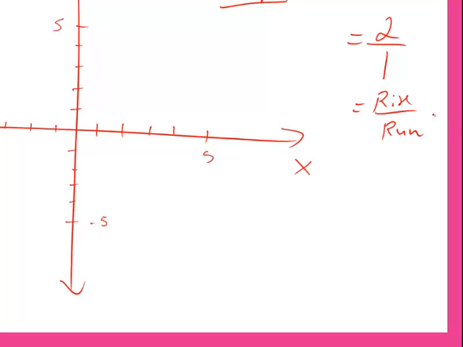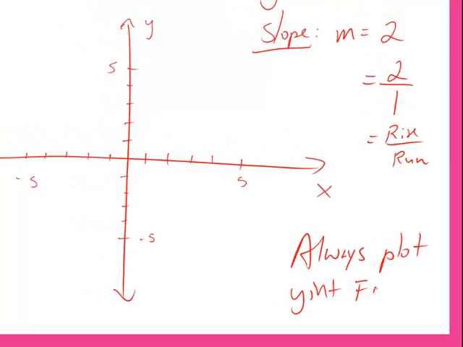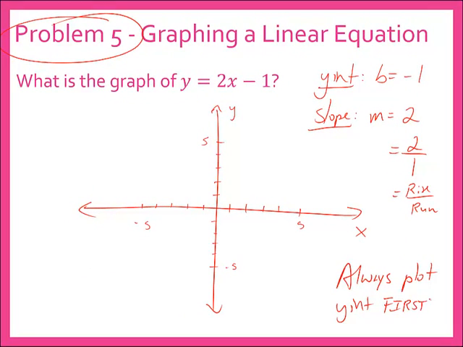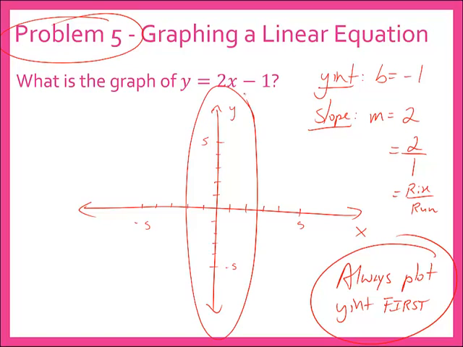But before you plot your slope, you have to plot your y-intercept first. So always plot y-intercept first. Very important. Always plot y-intercept first. So the y-intercept is -1. So on your y-axis, find -1 and put a point.